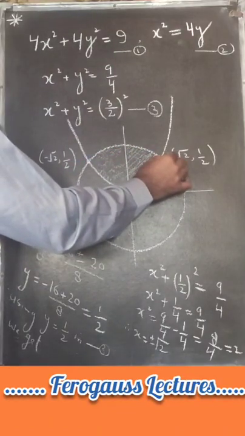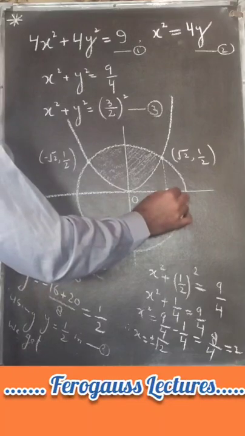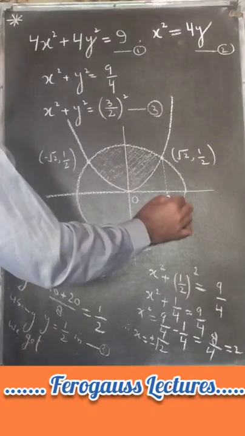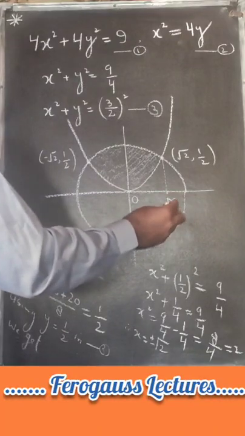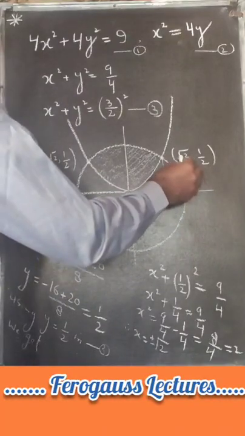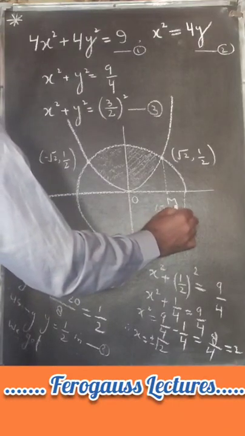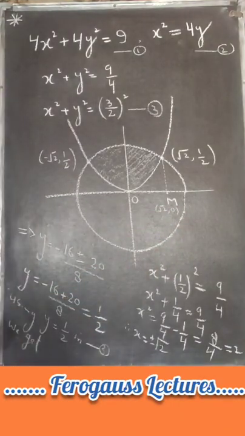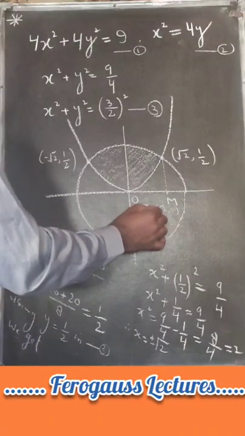Now we draw perpendicular from this point on x-axis. Let this point be point M. Then coordinates of M are square root of 2, comma 0. And this is origin, so its coordinates are 0 comma 0.